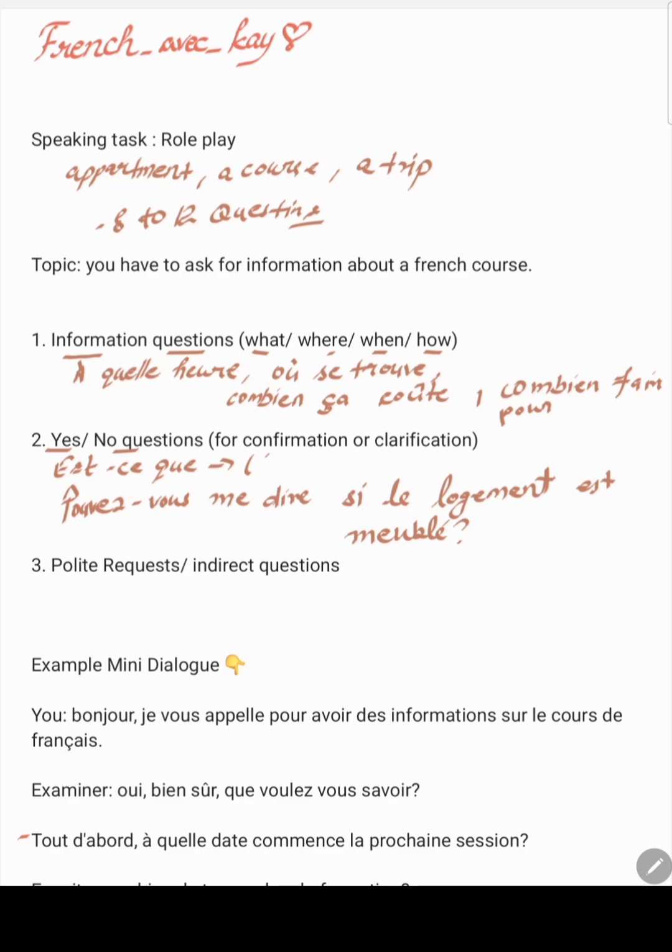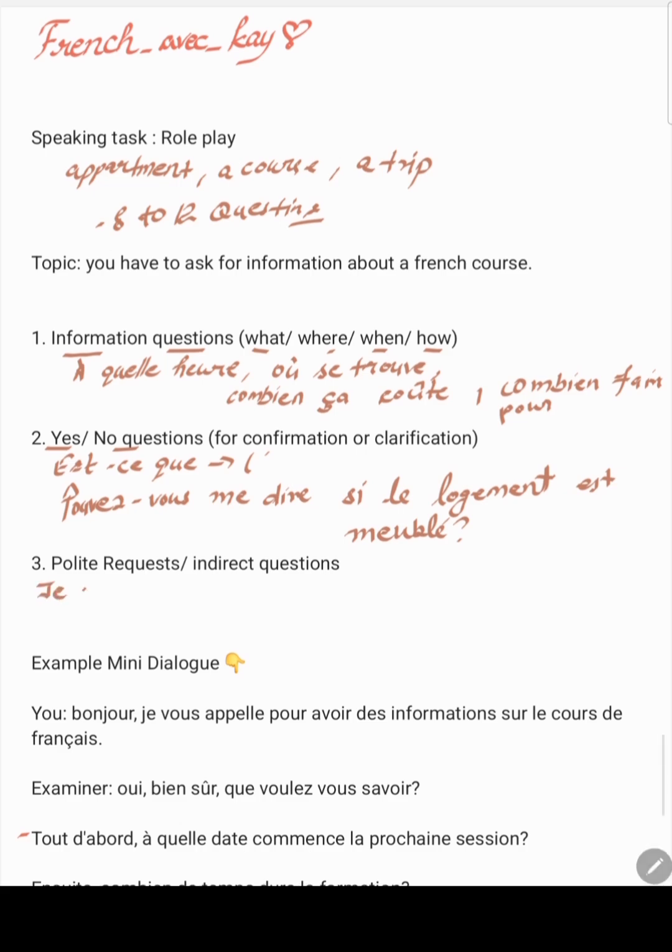And the third kind we have is polite and indirect questions. This makes you sound more polite and professional. For example, if you're taking a course or even for an appointment, you want to make the payment, you would say, je voudrais savoir. That's how you're going to start the question. Je voudrais savoir si je peux payer en ligne. So we have this expression je voudrais savoir. That's a very good expression.